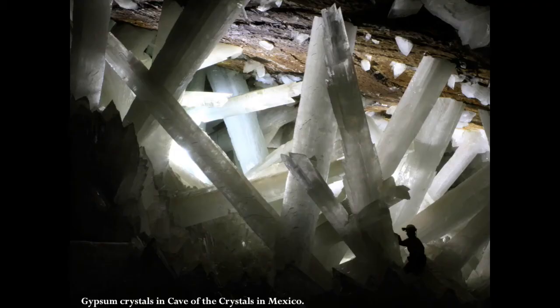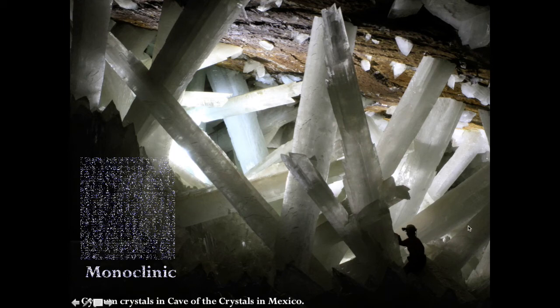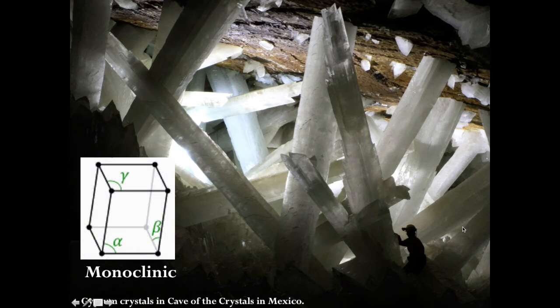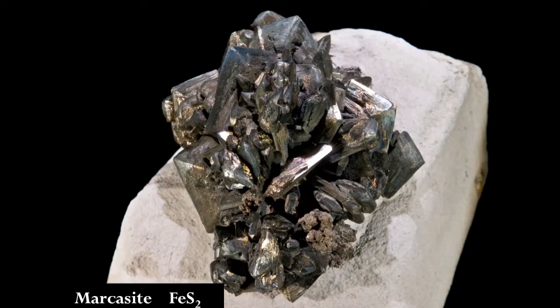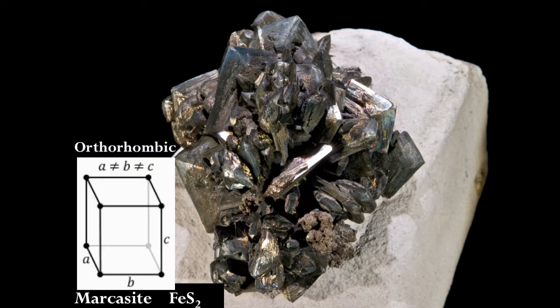And here's a very large set of gypsum crystals. Note how large they are. This is a human being right here inside the crystal cave of the crystals in Mexico. And they're following the basic monoclinic structure of the ionic compound. This is marcasite, iron sulfide, following the basic crystal structure that's orthorhombic.